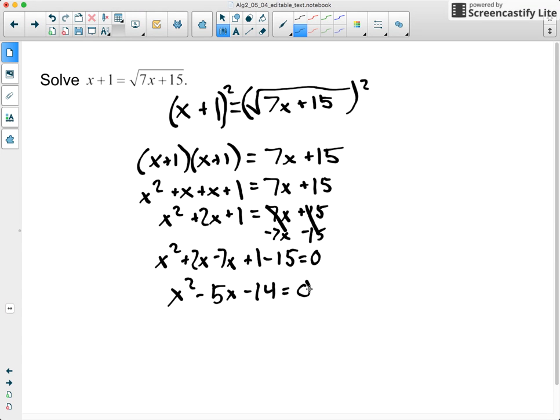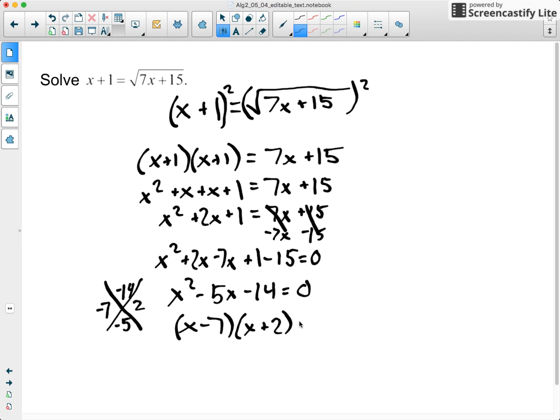And now it's really a factoring problem. So we can factor or find the factors of negative 14 that add up to negative 5. So I know the factors of 14 are 1 and 14 and 2 and 7. And I know that if I have a negative 7 and a positive 2, if I multiply those together, I get a product of negative 14. And if I add them, I'll get a sum of negative 5. So that leaves me with the following binomials: x minus 7 times x plus 2.